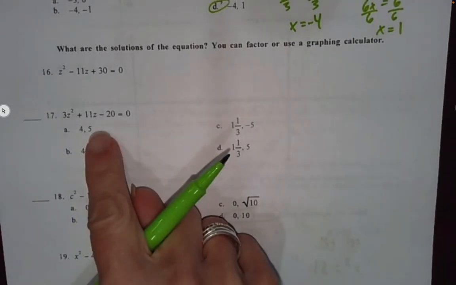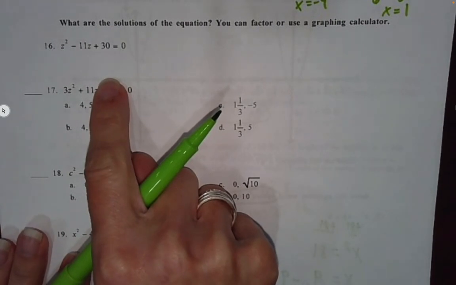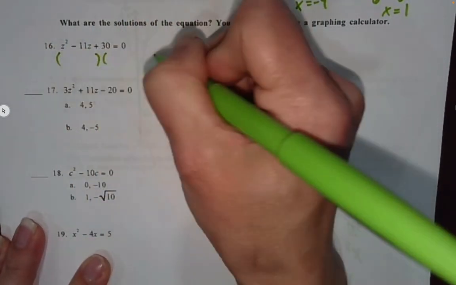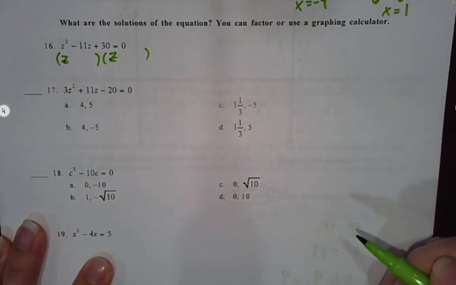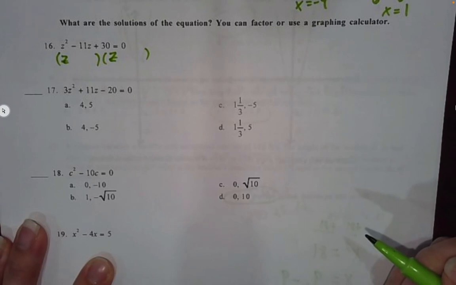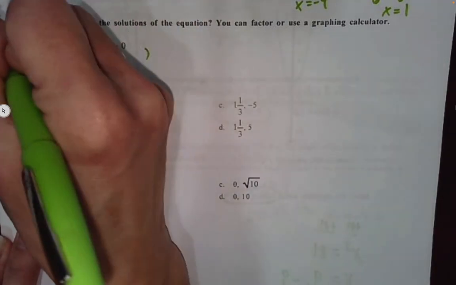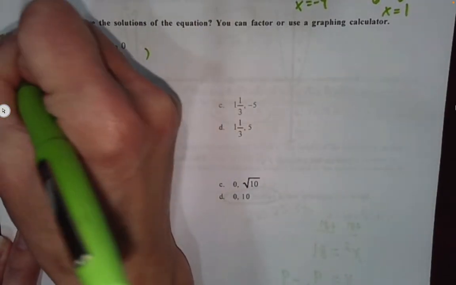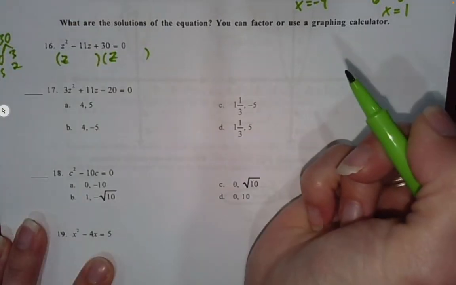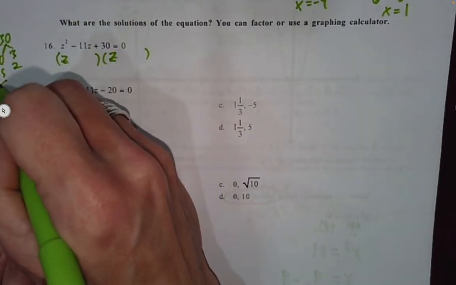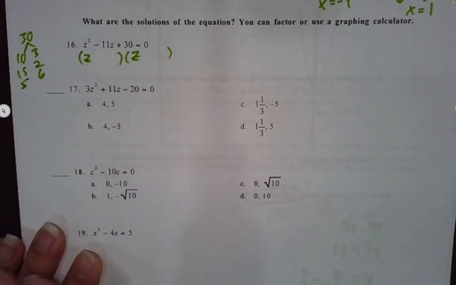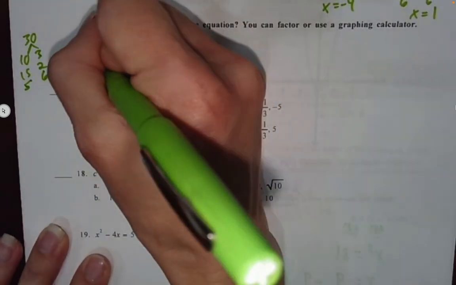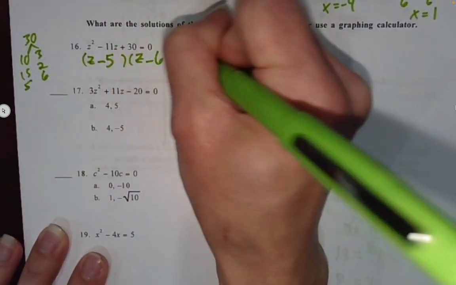Okay, so I think the easiest thing to do on this one is factor it. If I factor, we put z and z, and what times what is 30? 10 and 3, 15 times 2. What's another one? 5 and 6. So what would add to negative 11? 5 and 6, but they both need to be negative. Negative 5 and negative 6.